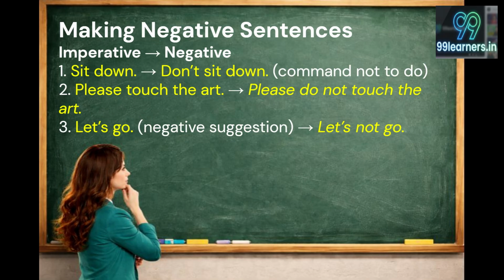Imperative to negative. Rule: use do not or don't plus base verb, or never for advice or warning. Often contracted as don't. Examples: Sit down. Don't sit down. Command not to do. Please touch the art. Please do not touch the art. Let's go. Negative suggestion: let's not go.